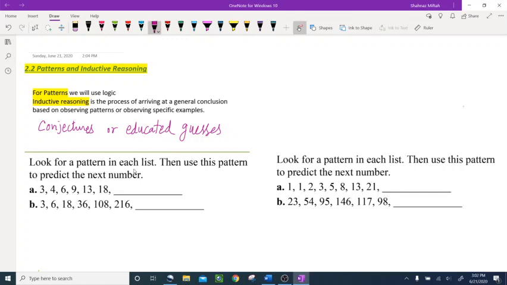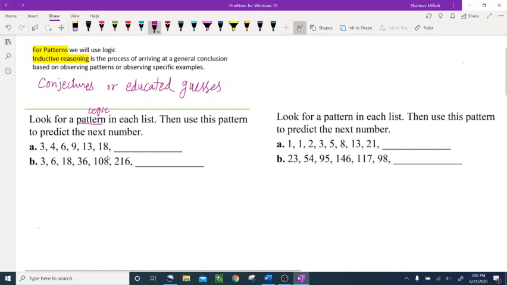Okay, so look for the pattern in each list. So this is pattern, we're going to use logic here, okay? So look at part A. They said 3, 4, 6, 9, 13, 18. And if you check, they are all increasing, but they are increasing slowly. So when they increase slowly, I always start with adding.